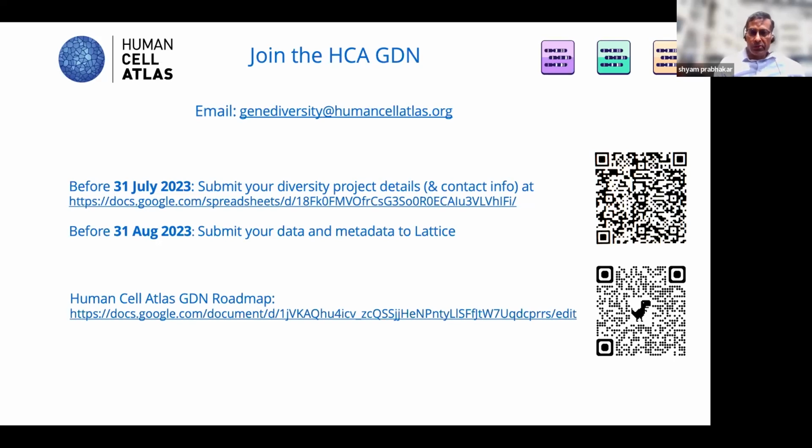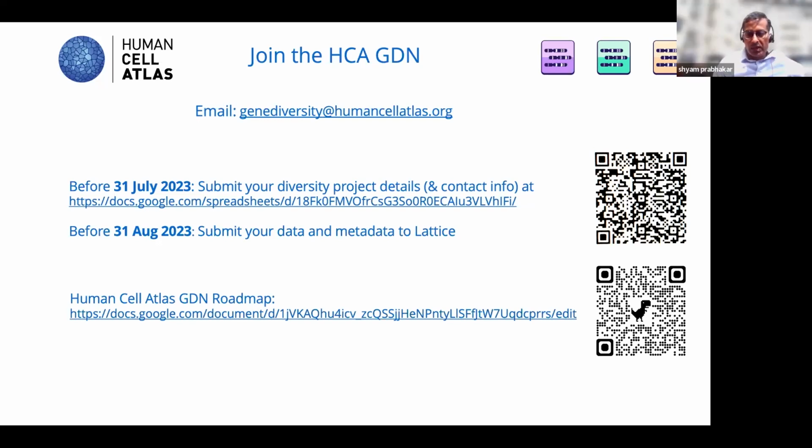If you want to contribute, and we hope you will, you want to contribute your data sets to this integrative data analysis effort across the entire Human Cell Atlas, there are two key deadlines. One is the end of this month. Please submit your project details. Just fill up one row of this spreadsheet. The QR code can take you to the URL of that spreadsheet to sign up.